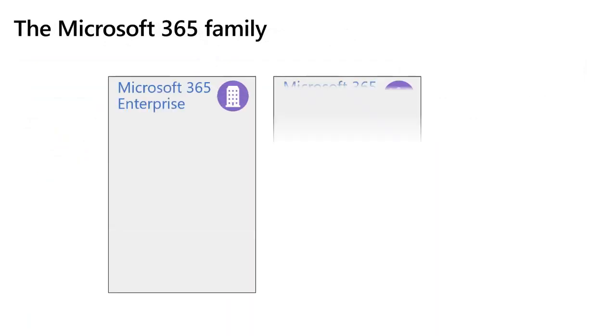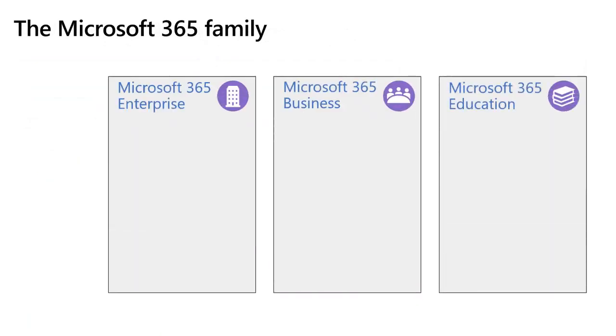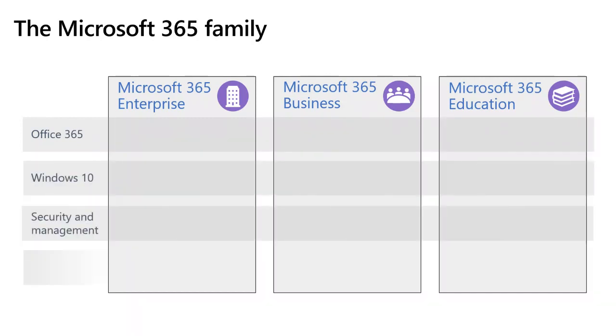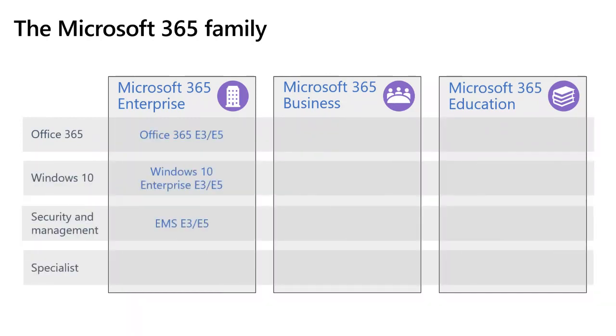So let's talk about the M365 family. Excuse me as I just travel through my animations. Here we go. So we've got three main bodies of the M365 family here. You've got enterprise, business and education. And you can see here in enterprise, you've got the core body, which is the Office 365 package. And it's really important to just differentiate that, the M365 and the O365.